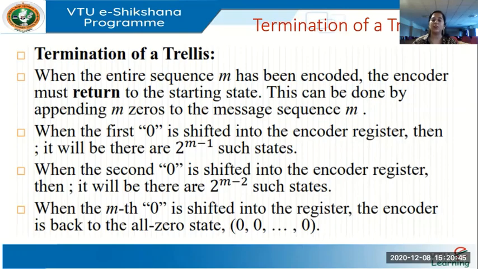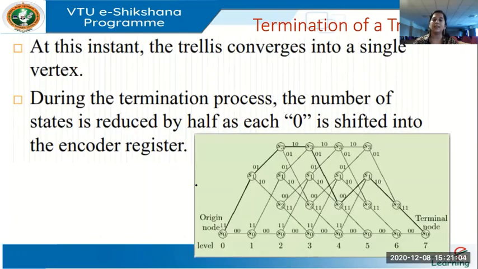Whenever the first 0 is shifted into the encoder register, there will be 2 power M minus 1 states. When the second 0 is shifted, 2 power M minus 2. And when the Mth 0 is shifted, all the shift register contents will become 0. At this instant, the trellis converges to a single vertex, S0. I told you it will come back to its starting point. We started with S0.